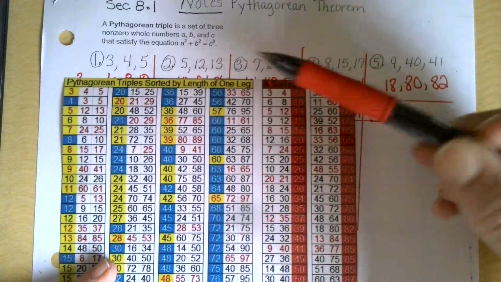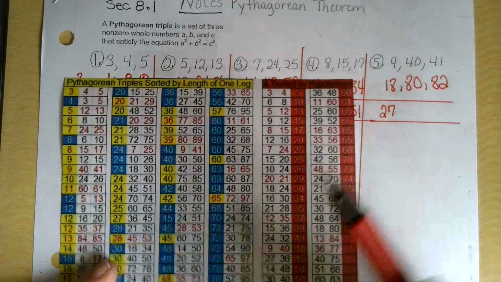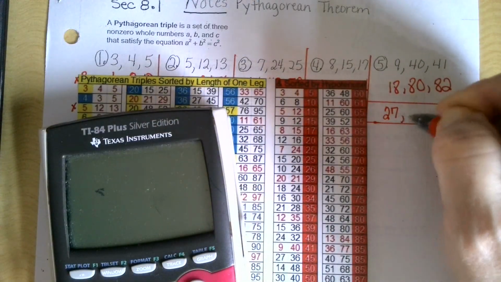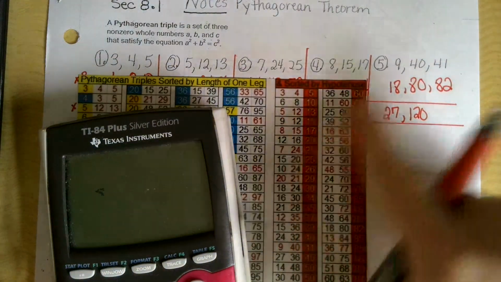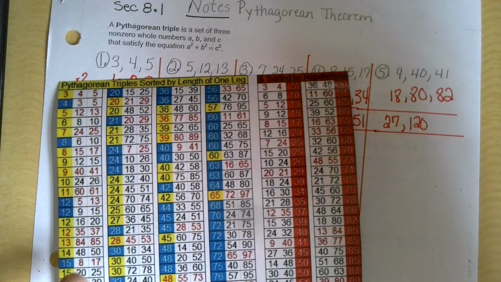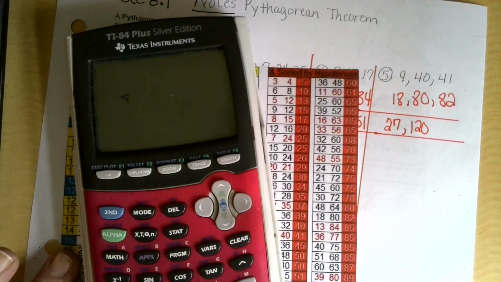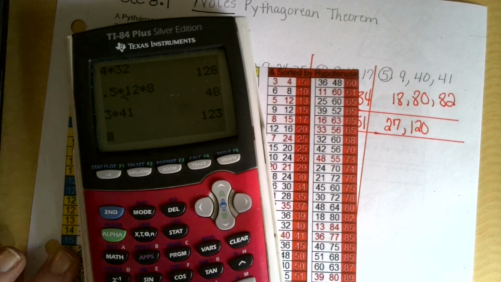Let's see if I can find it on here. There's a 27, 36, 45. That's not it. Let's see. 3 times 40 is 120. And this one doesn't have any numbers that big on there, so it's going to go off of my chart. That one might be, I don't see any numbers that big over there either. Okay, so 3 times 41 is 123.